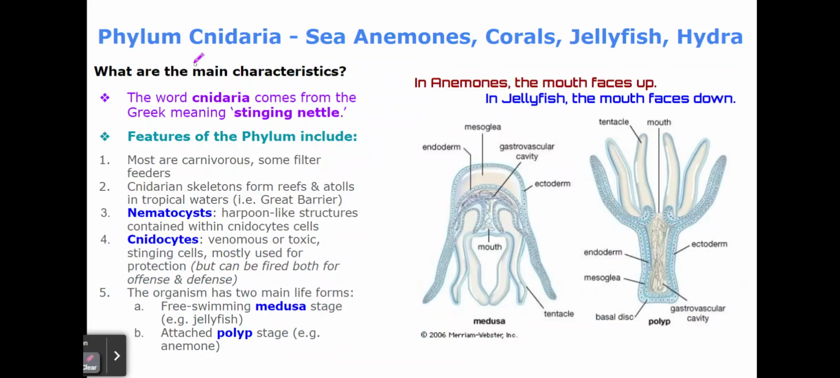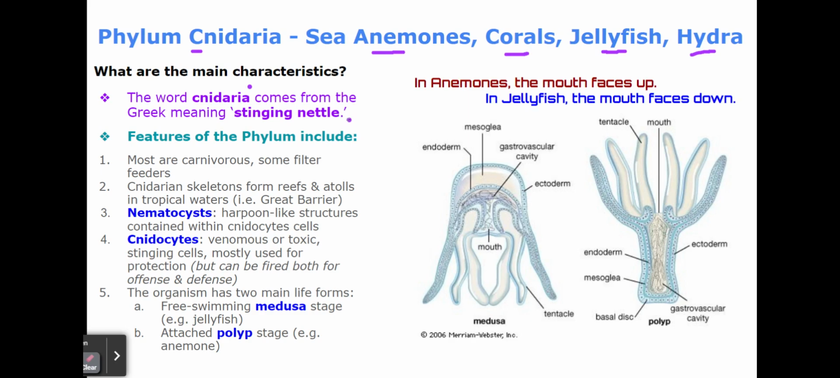Phylum Cnidaria. That C is silent. You may not know that word or term, Cnidaria, but I bet you know these organisms. They include sea anemones, corals, jellyfish, and hydra. The word Cnidaria comes from the Greek meaning stinging nettle. Have you ever been stung by a jellyfish? I have.